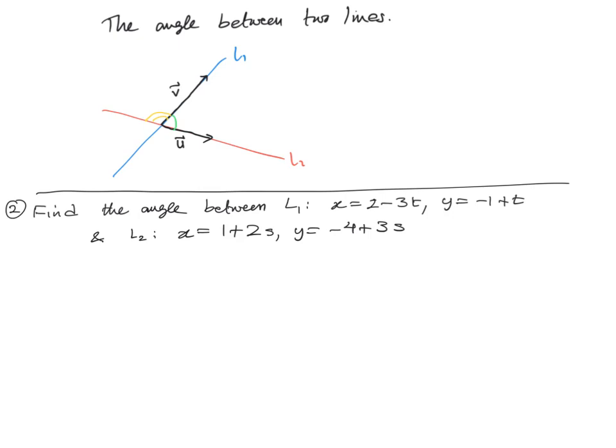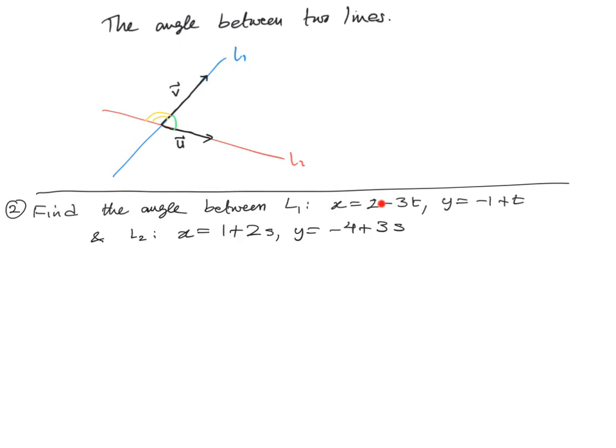Now they've used here the parameter t for the first line, and you should always do this. Use a different parameter for the second line because you do not know ahead of time how the parameters are going to interact with each other. So you don't want to use the same parameter twice. Each line gets its own parameter.